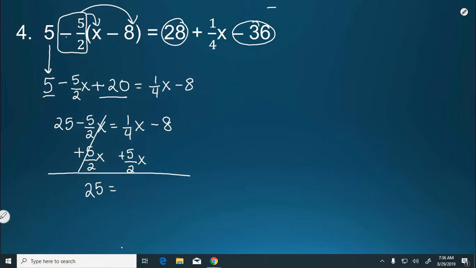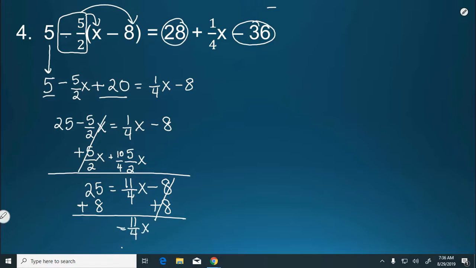Now, 5 halves and 1/4 have different denominators, so I'm going to change 5 halves to 10/4, doubling both the numerator and the denominator. Gives me 11/4 x minus 8. Now I add 8 to both sides. I get 11/4 x equals 33.